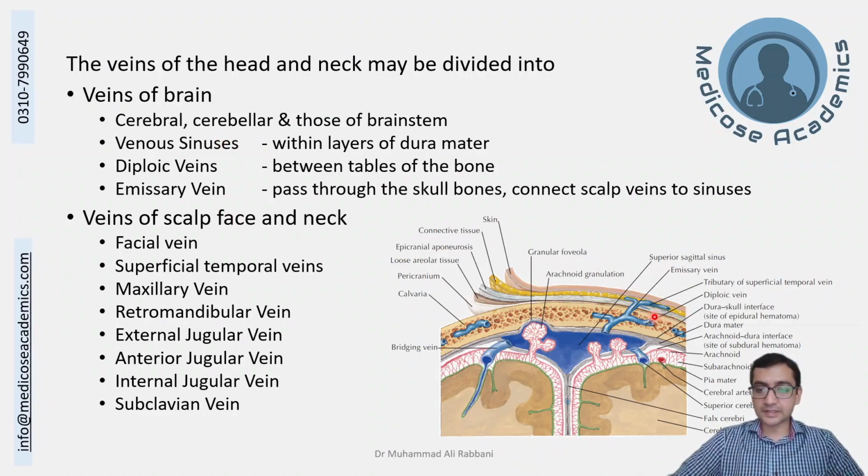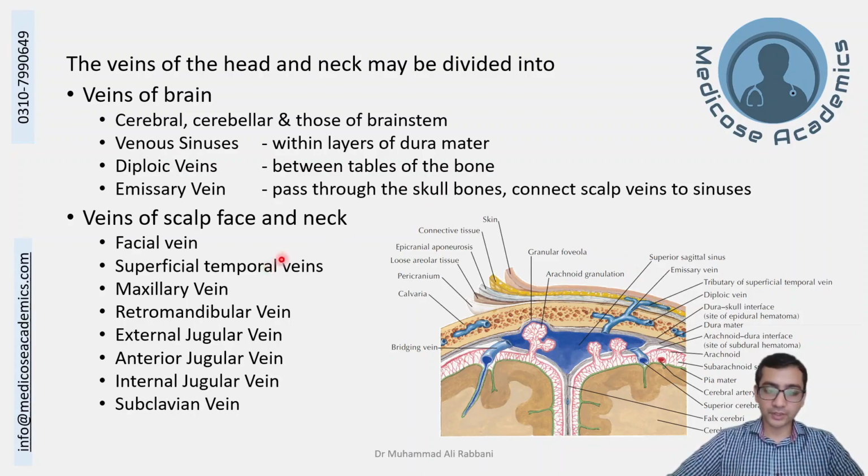Diploic veins, the veins that run between the two tables of the calvaria, and then there are emissary veins, the veins that pass between the dural venous sinuses and the veins on the top of the skull. So these are the veins of the head and neck.